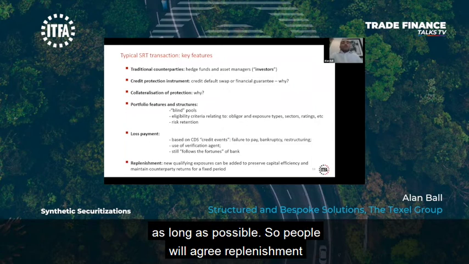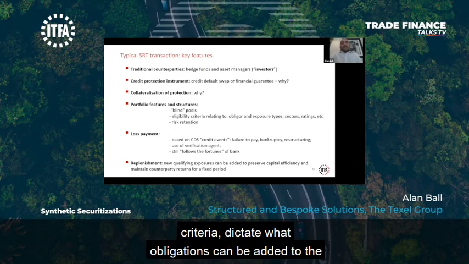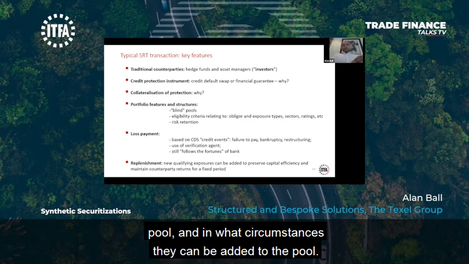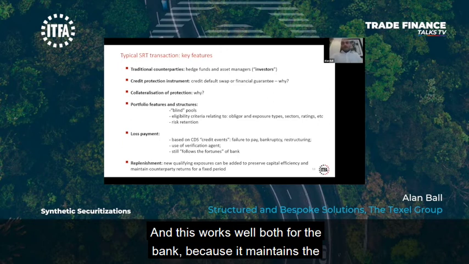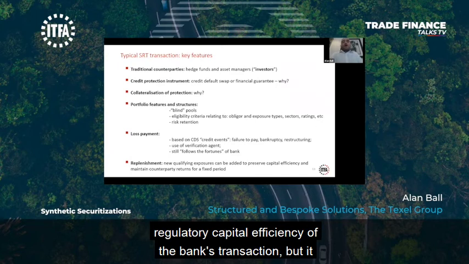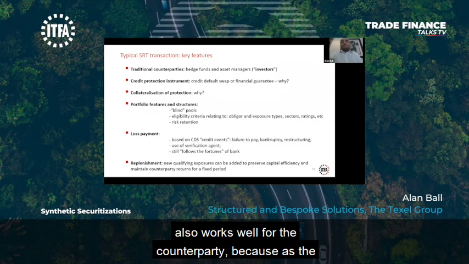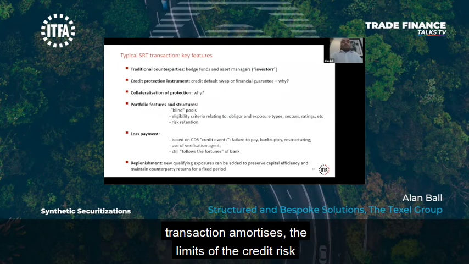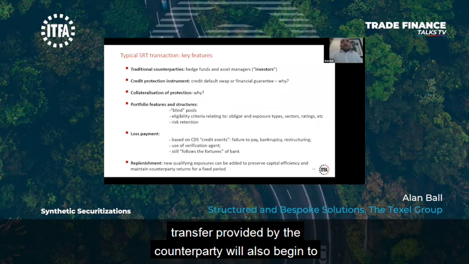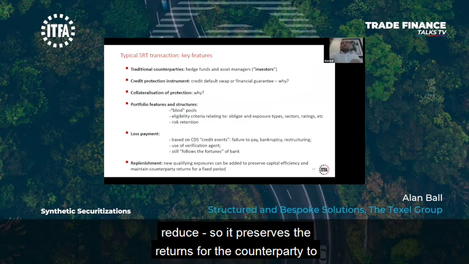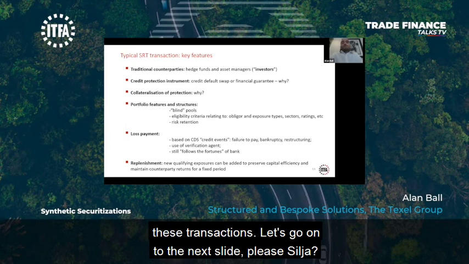So people will agree replenishment criteria, which dictate what obligations can be added to the pool and in what circumstances they can be added to the pool. And this works well both for the bank, because it maintains the regulatory capital efficiency of the bank's transaction, but it also works well for the counterparty, because as the transaction amortizes, the limit of the credit risk transfer provided by the counterparty will also begin to reduce. So it preserves the returns for the counterparty to these transactions.